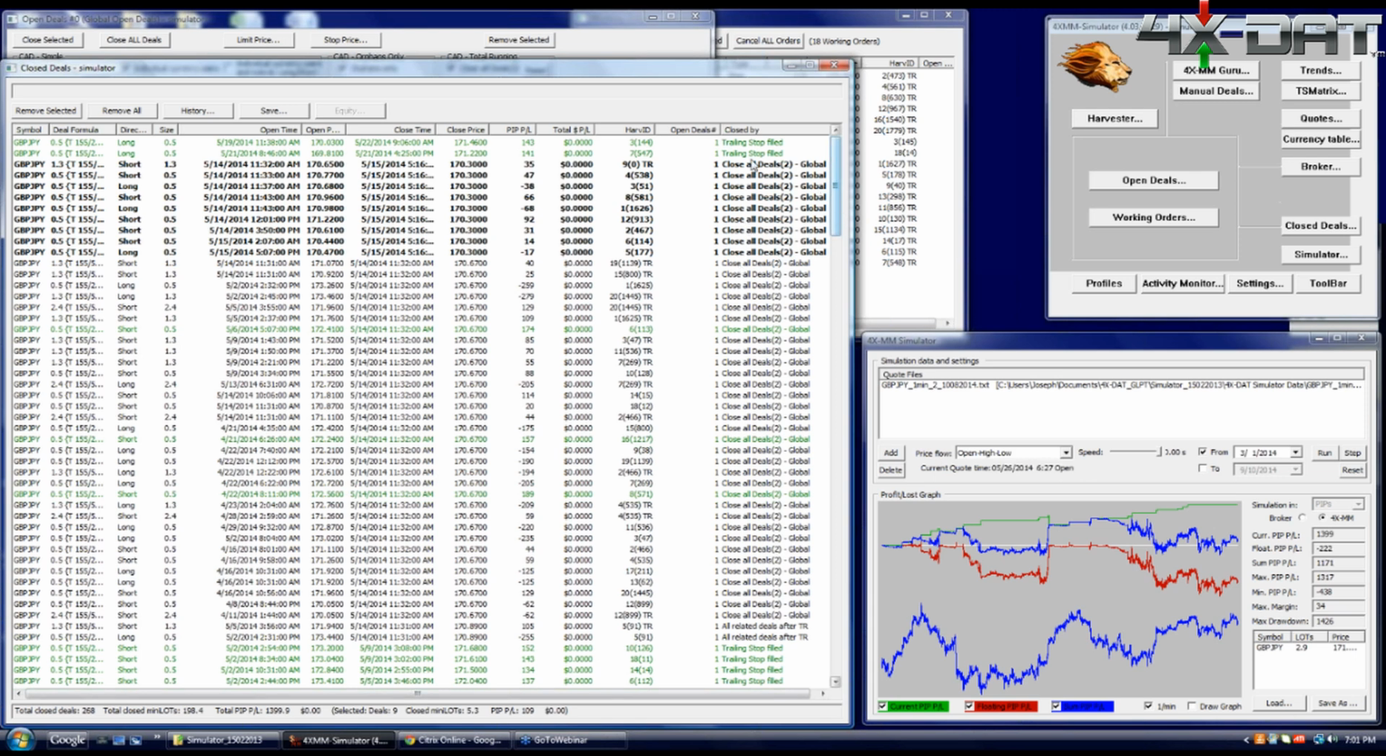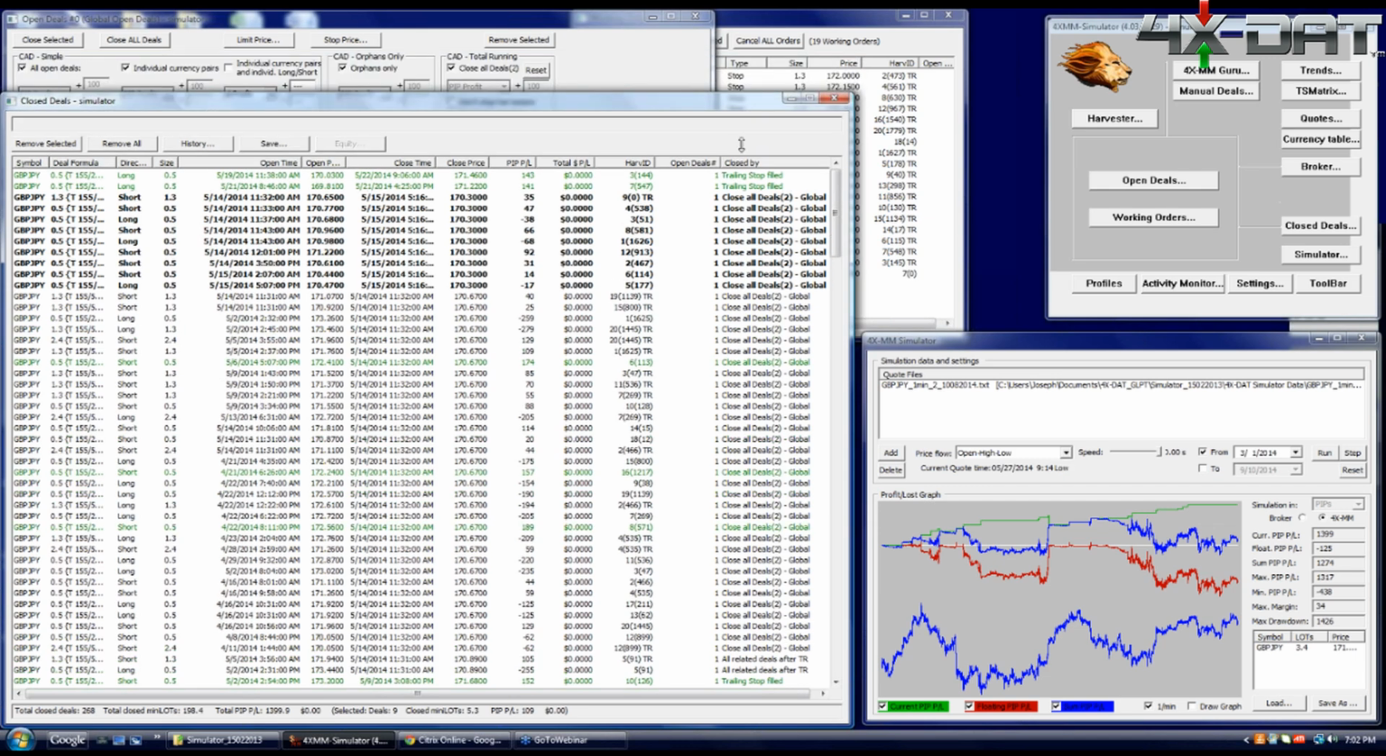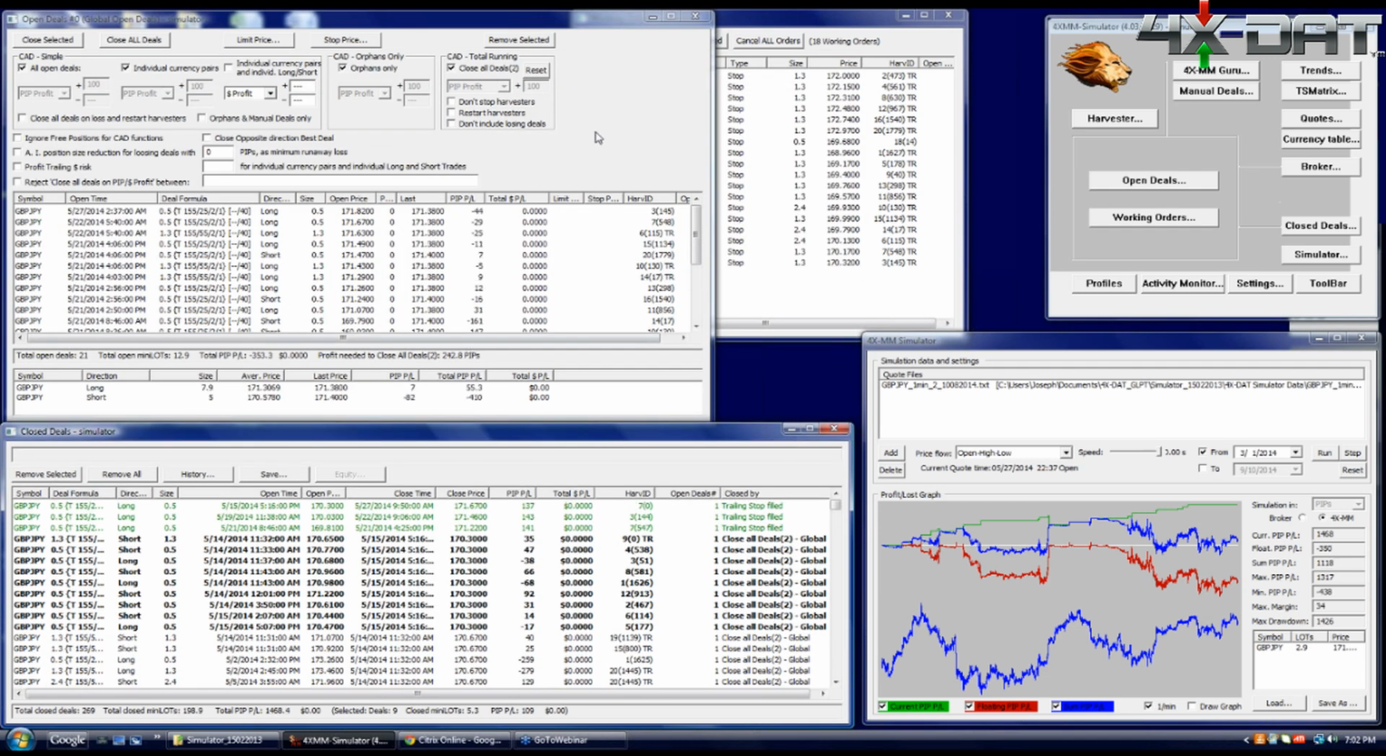Now, since then, a new sequence started, and already we closed a couple of trades with a trailing stop. So let's look at what we have down here. We're about 130 pips in a drawdown.